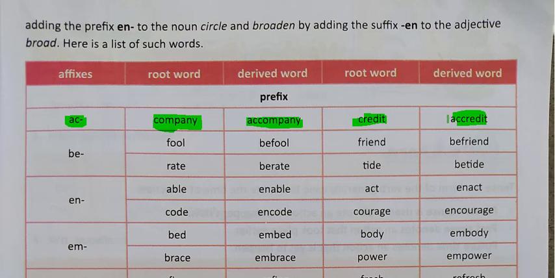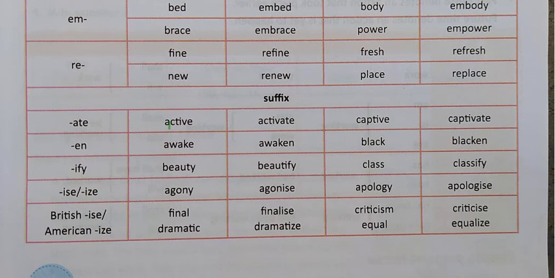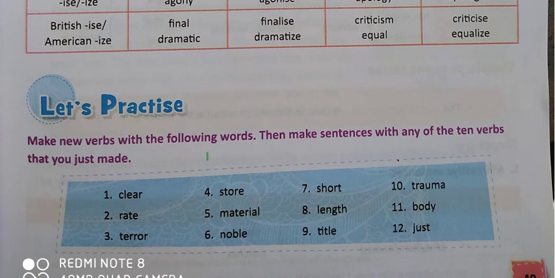Similarly, there are several words before which we can add certain prefixes and they become verbs. And also there are certain words after which you add a few suffixes and they become verbs. Like active becomes activate when you add the suffix ate to it. Similarly, you are going to learn these things. Then the practice exercise tells you to create verbs using the method that we learned just earlier. So I hope you understood some of these things which I taught you.